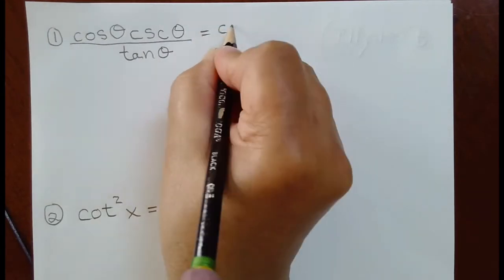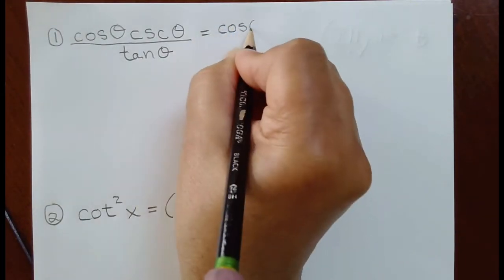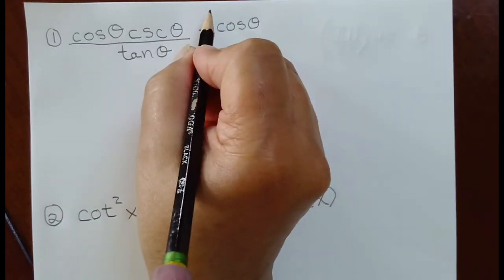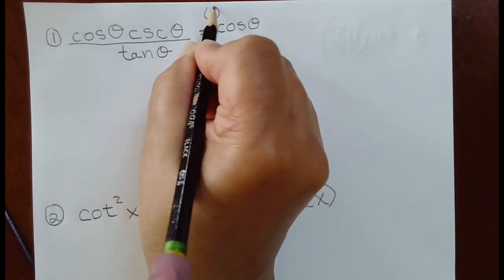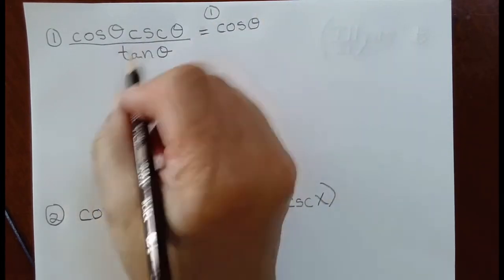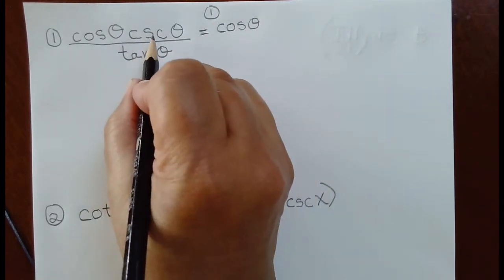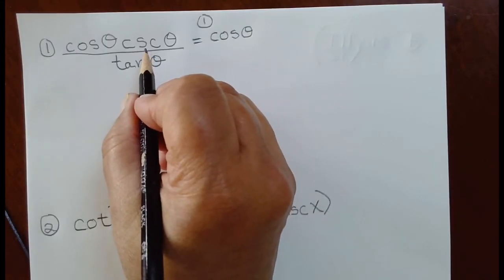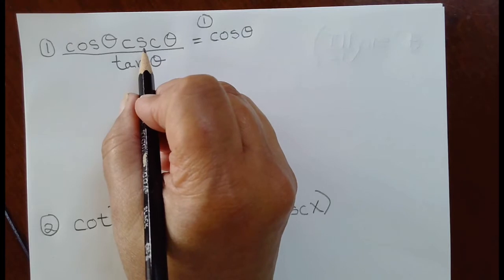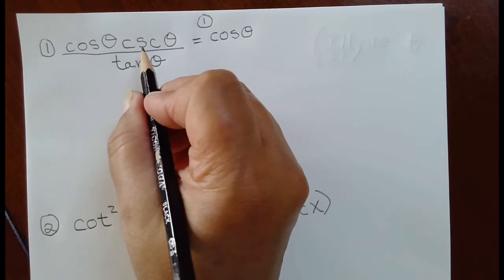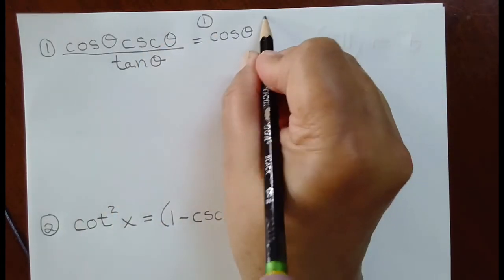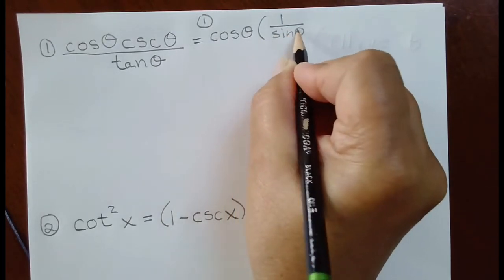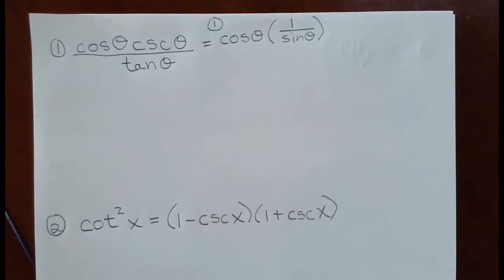I'm going to leave cosine the way it is. And by the way, when you're going to work the problem going sideways, you might want to label your steps. This is step 1 for me, where I'm rewriting this quotient. There is another way of expressing cosecant, which you could call the formula for cosecant, the definition, or the identity for cosecant. It is equal to 1 over sine, the reciprocal of sine. That's cosecant. So in place of that, I put 1 over sine.